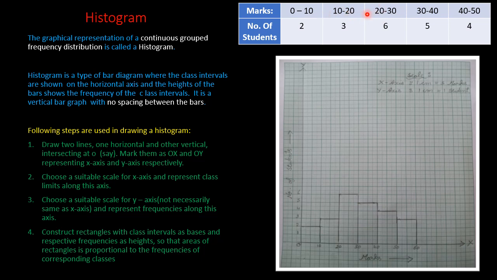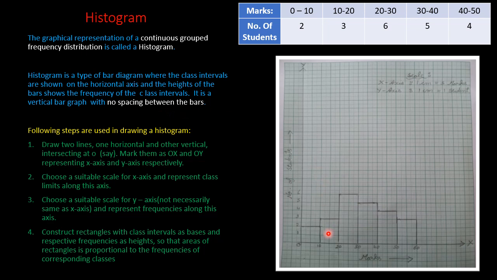Here in these two classes, 20 is common. The class interval ends with 30 and the next class interval starts from 30. Such a distribution is called a continuous grouped frequency distribution. And a histogram is a type of bar diagram where the class intervals are shown on the horizontal axis and the heights of the bars show the frequency of the class interval. It is a vertical bar graph with no spacing between the bars.